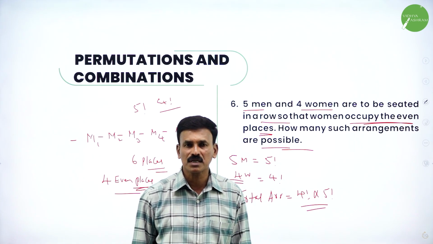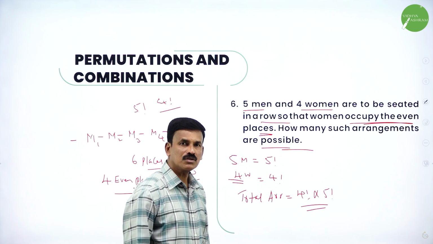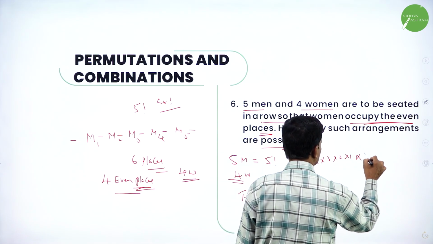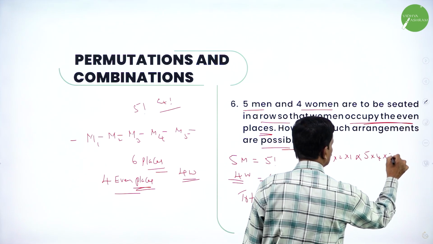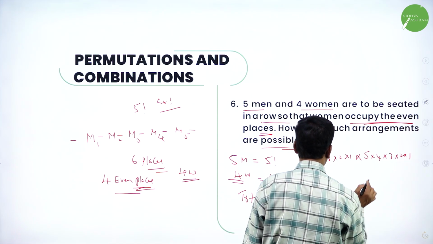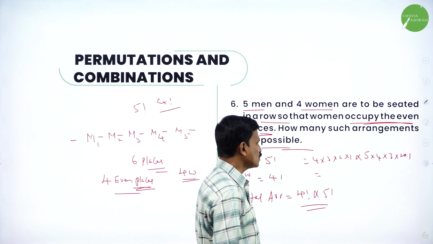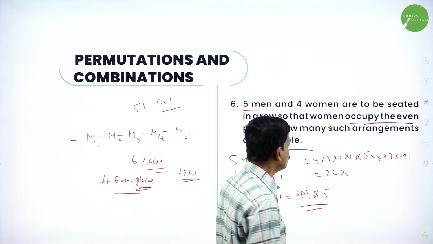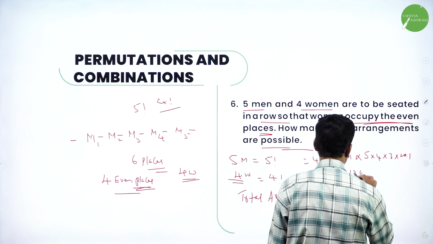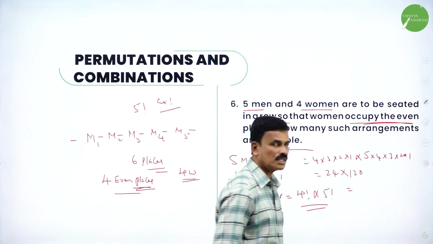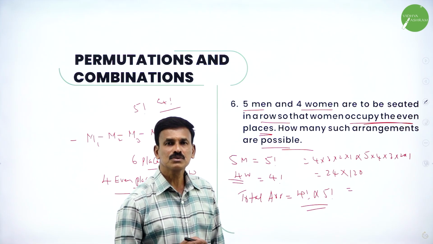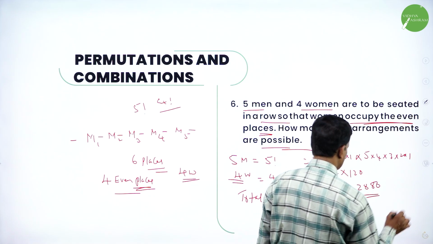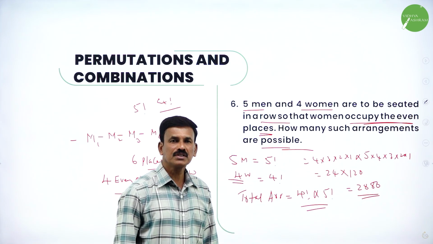If you simplify, you will get the answer. What is this equal to? 4 factorial, 4 into 3 into 2 into 1, into 5 into 4 into 3 into 2 into 1. 4 threes are 12, 12 twos are 24. 24 into 5 is 120. 120 into 24 is equal to 2880. 2880 ways. That's it.